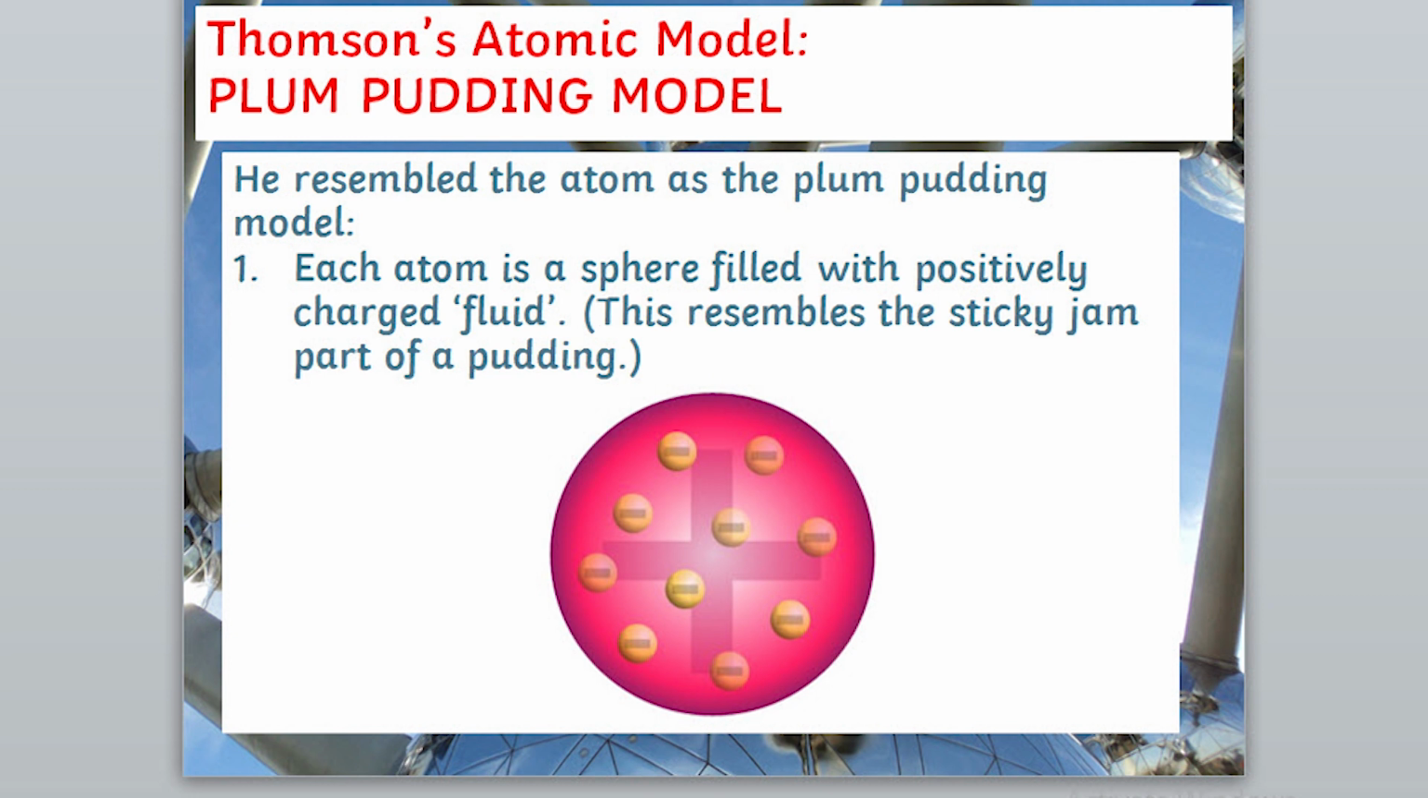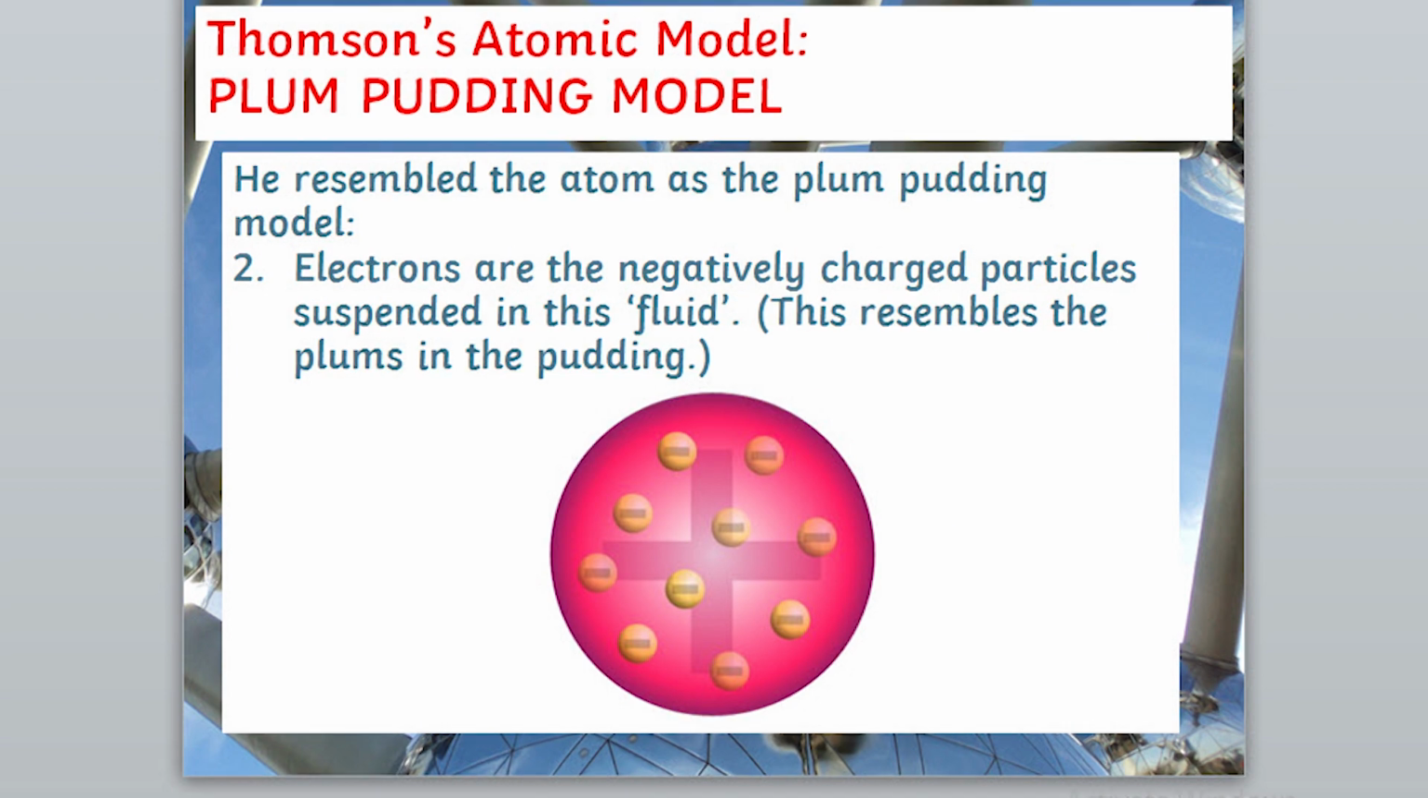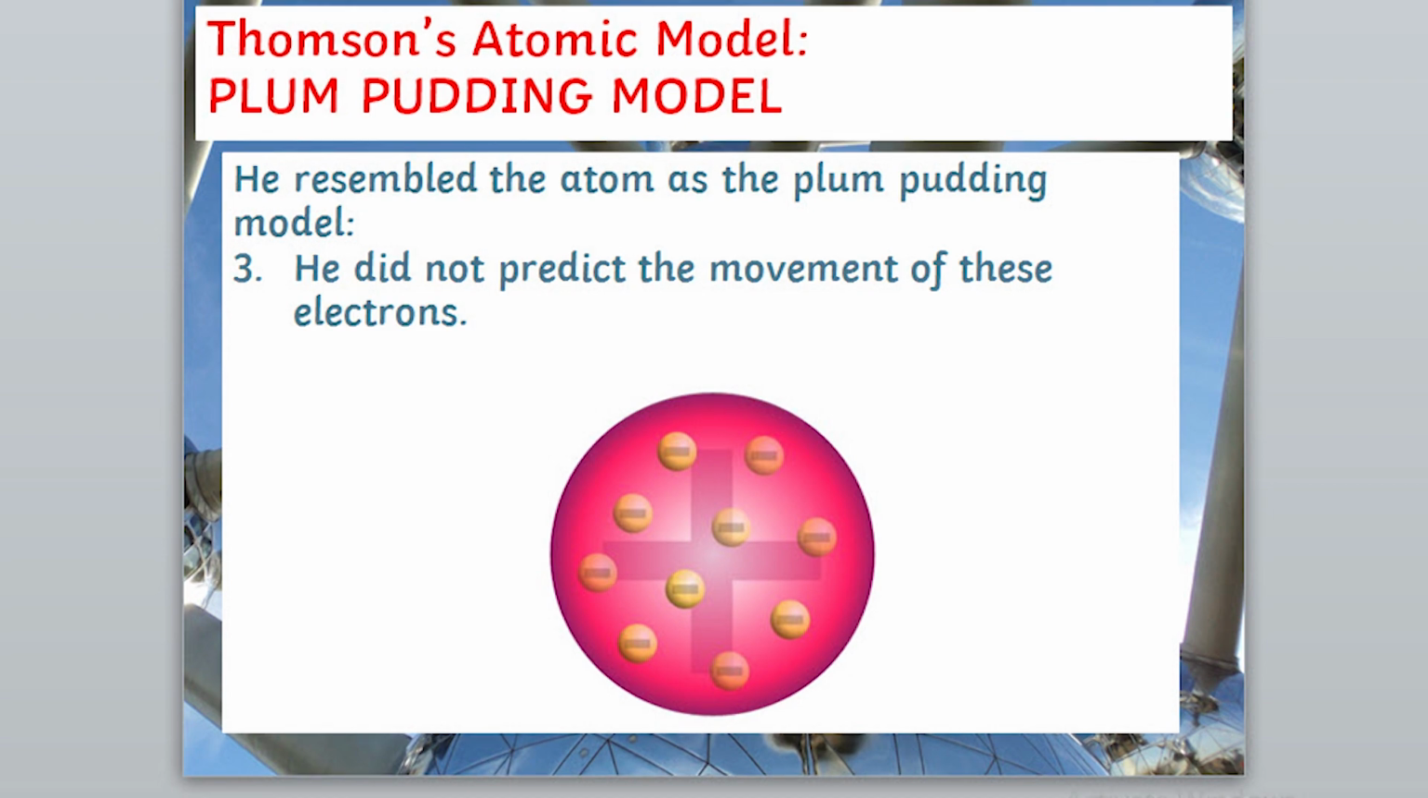This resembles the sticky jam part of a pudding. Electrons are the negatively charged particles suspended in this fluid. This resembles the plums in the pudding. Thomson did not predict the movement of these electrons, as the plums don't move in the pudding.